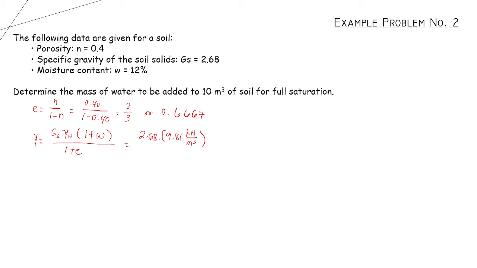And if you want to express your unit weight in terms of newton, just use 9,810 newton per cubic meter. And then 1 plus 0.12 all over 1 plus 0.6667, or 1 plus 2/3. You will get that the moist unit weight is equal to 17.6674 kilonewton per cubic meter.